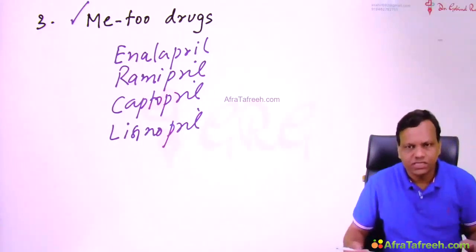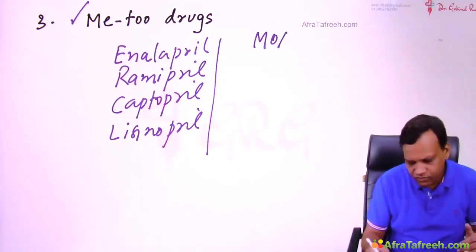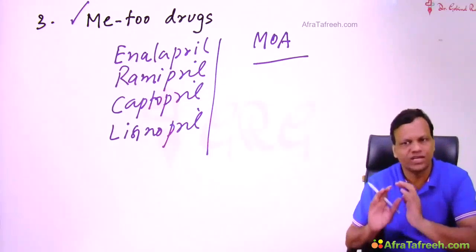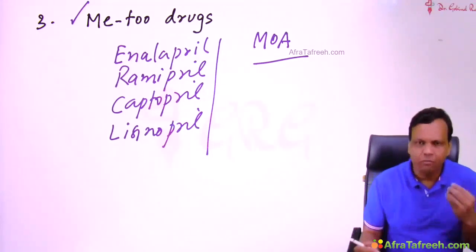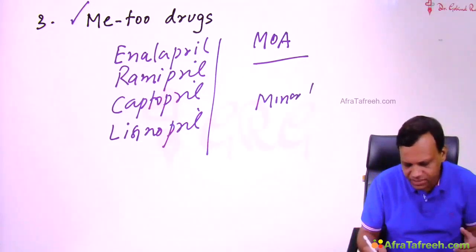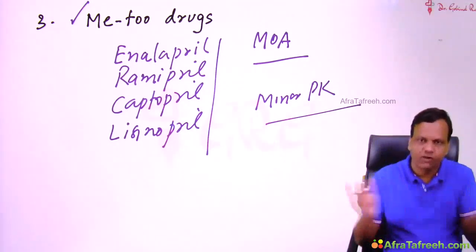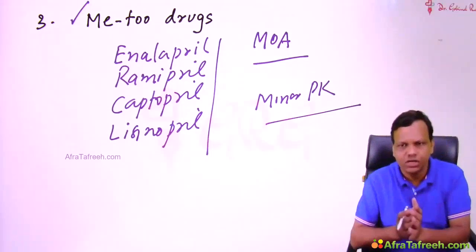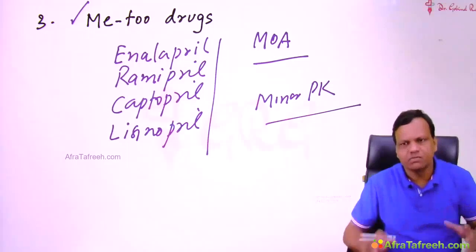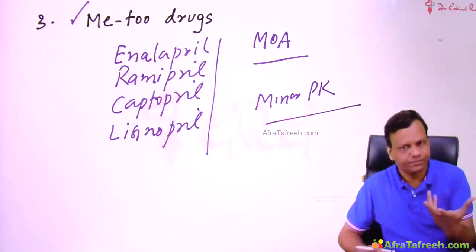So Me Too drugs means these drugs have the same mechanism of action with almost similar uses. That means their pharmacodynamics is more or less the same, but they have minor pharmacokinetic differences, like some are long acting, some are short acting, some have bigger volume of distribution, some have lower volume of distribution. So when they have minor pharmacokinetic differences but more or less the same mechanism of action and same clinical uses, these are called Me Too drugs. Clear?